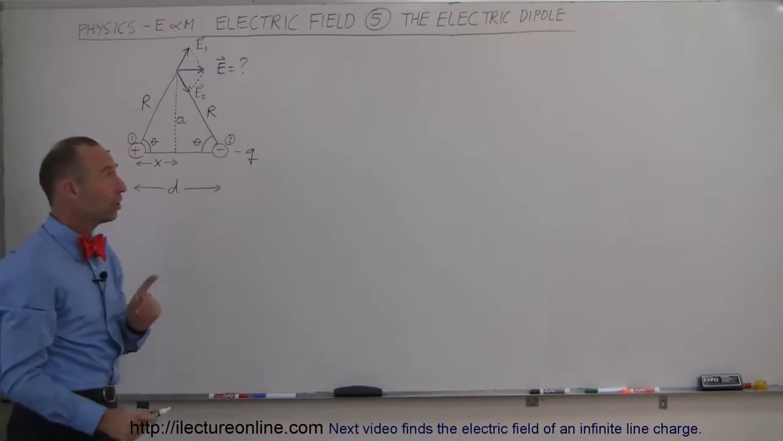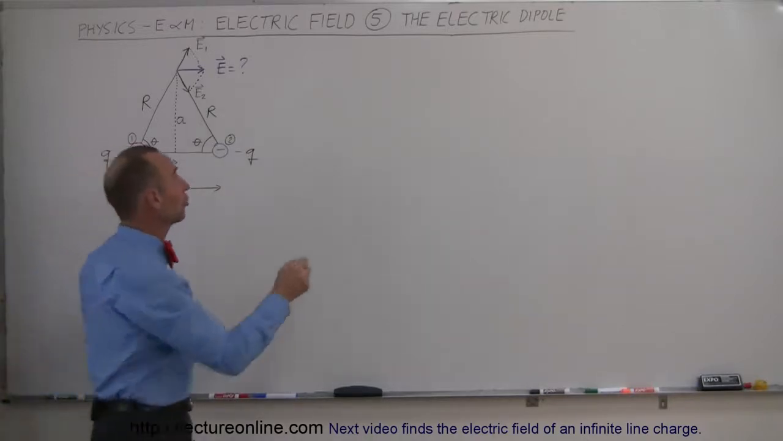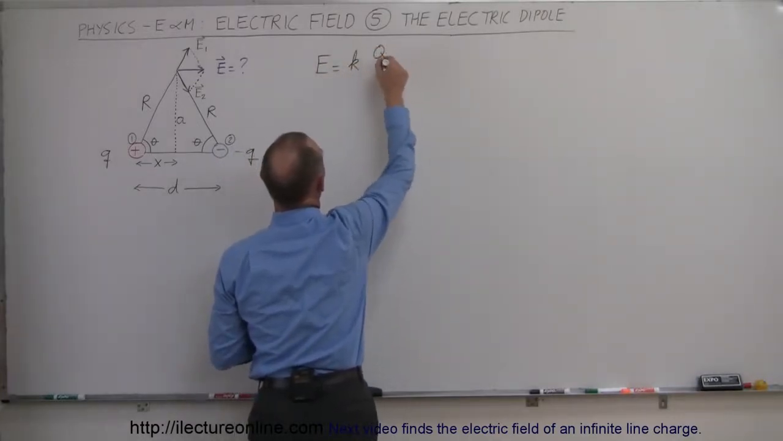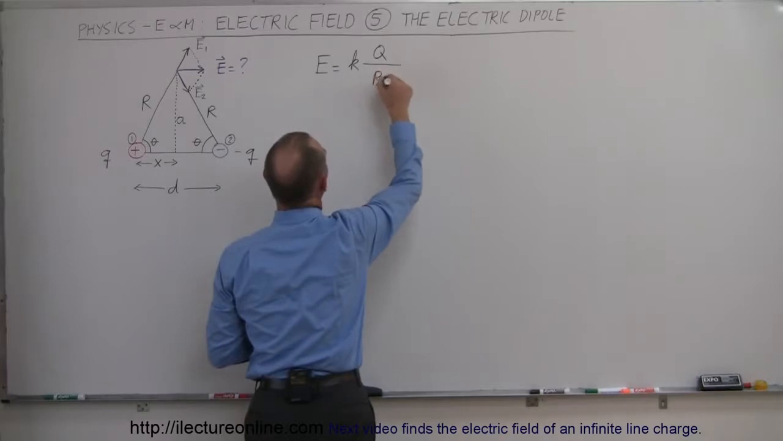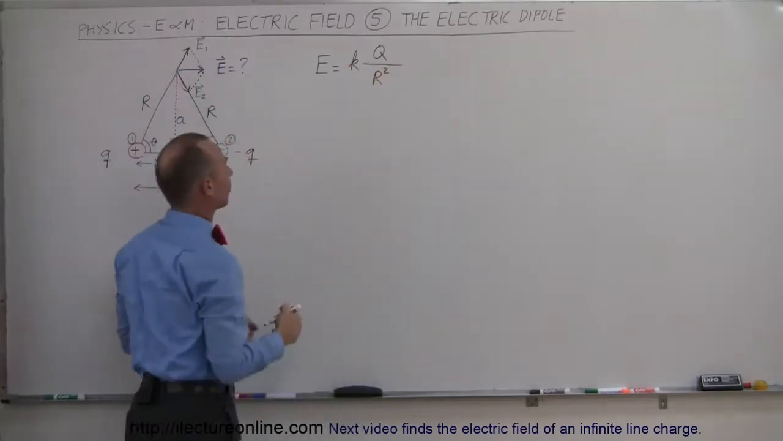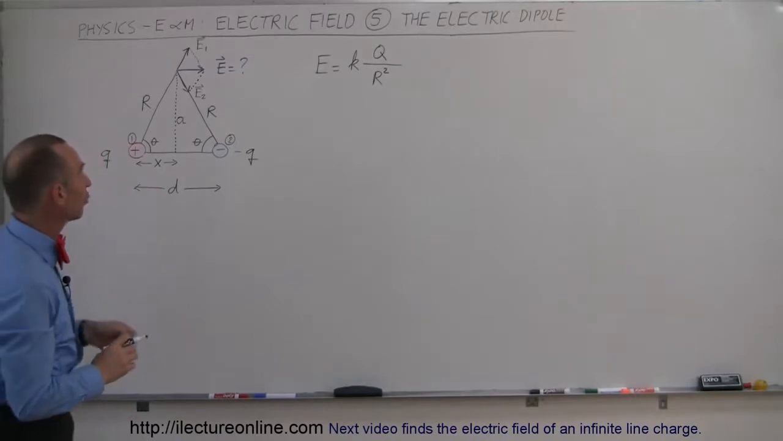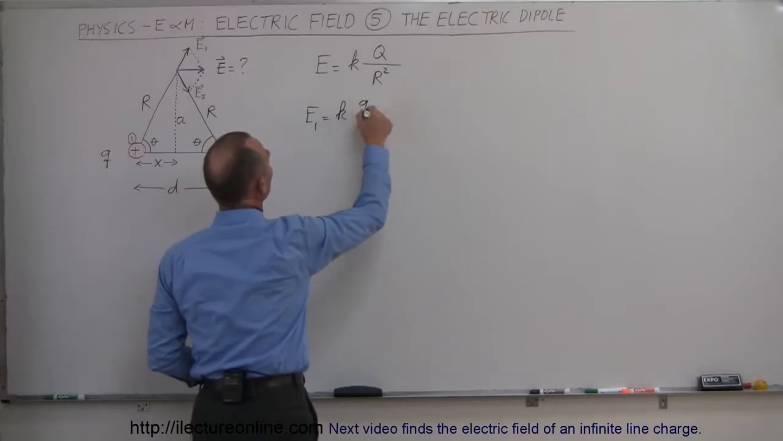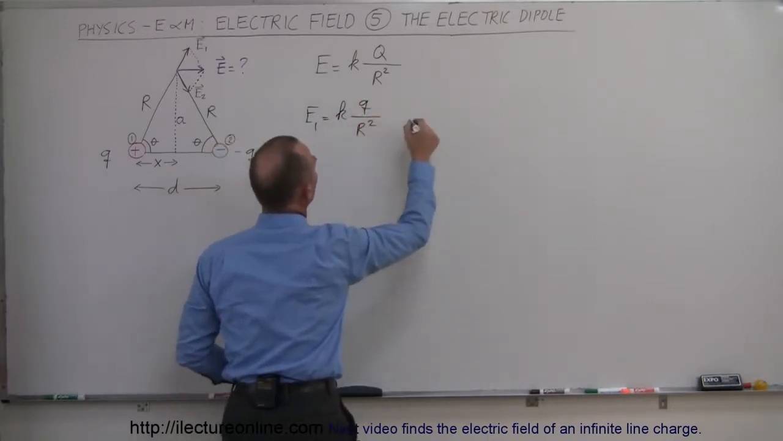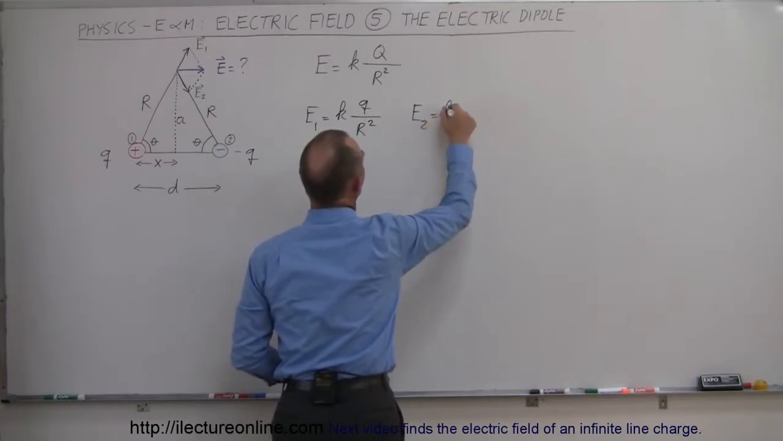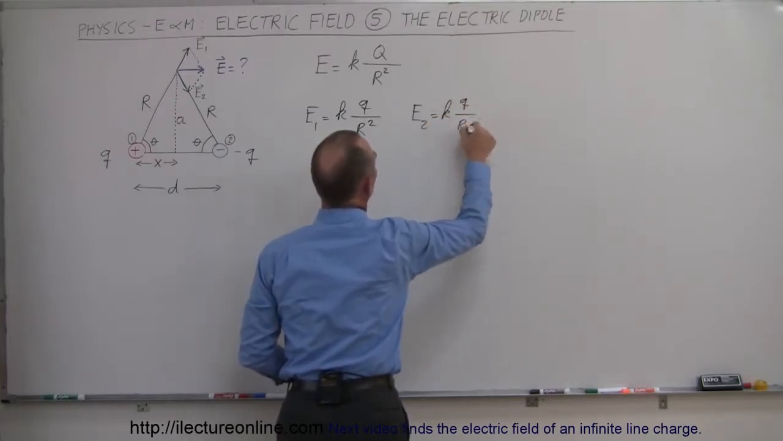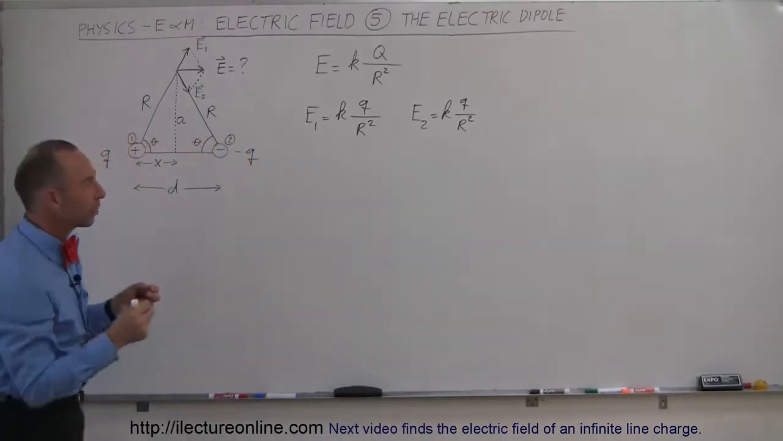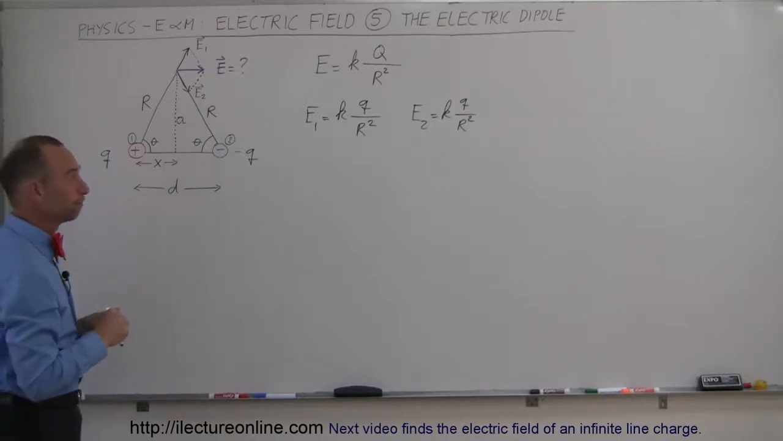Okay, now the general equation to find the electric field due to a point charge is this. Electric field is equal to k times q, the charge that causes it, divided by the distance from the charge to the point of interest, r, and we square that. So that's the general equation. So to find E1, we can say that E1 in this case is equal to k times q divided by r squared, and E2 therefore also is equal to k times q divided by r squared. Now notice that I did not put the negative in there because I didn't care about the direction, I only care about the magnitude of E1 and E2.